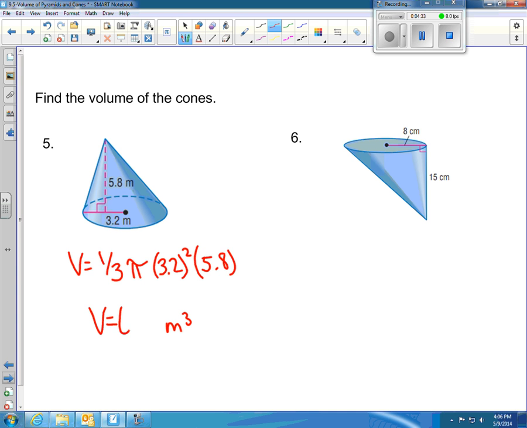62.2 meters cubed. Do you agree with that one? I'm going to leave 6 for you to try on your own because I really want to get to problem 7 so that can help you with problem 8.